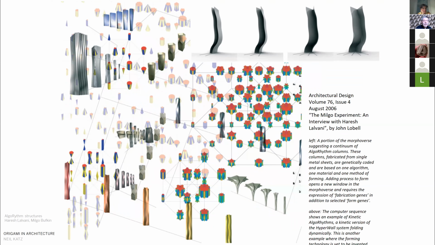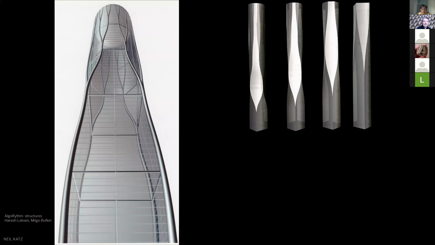John Lobel, who also teaches at Pratt, wrote an article that was published in a journal, Architectural Design, AD magazine, where he described Haresh's philosophy about design and how forms can be placed in families and how they relate to each other, and then how that became useful in the design of these columns with Milgo. So these are part of that paper that John Lobel wrote with Haresh Lalvani.